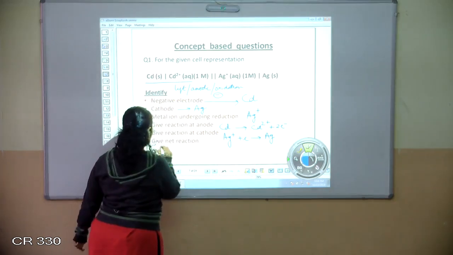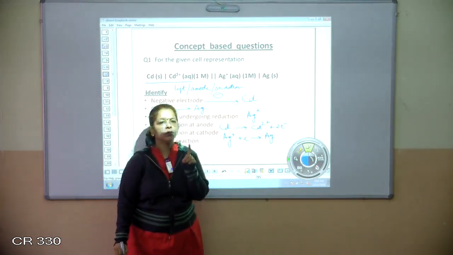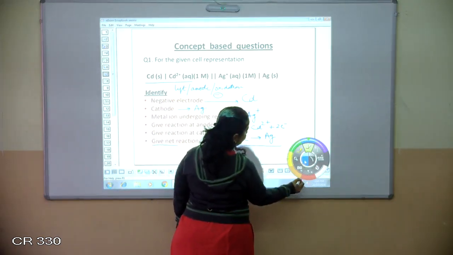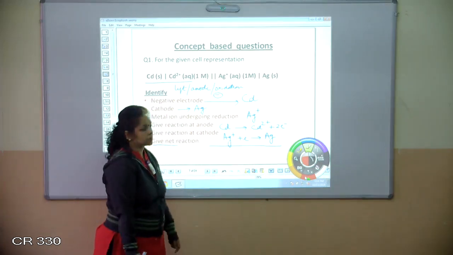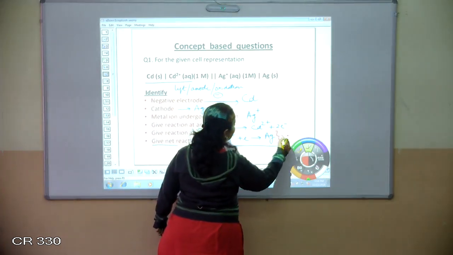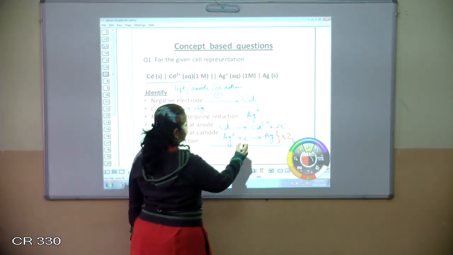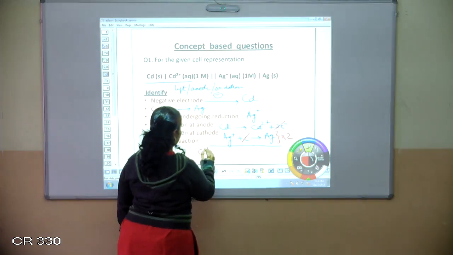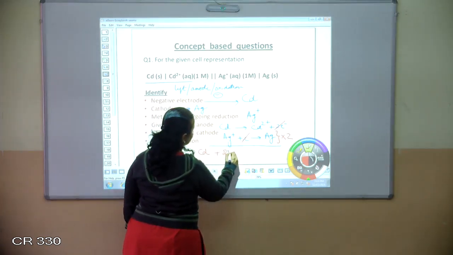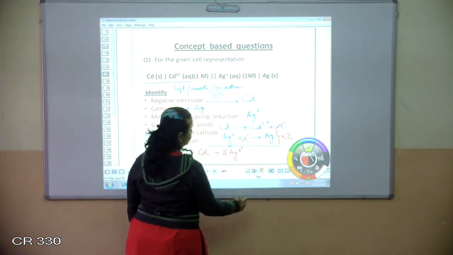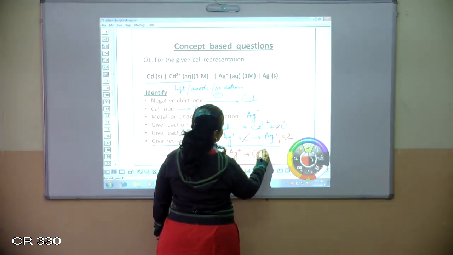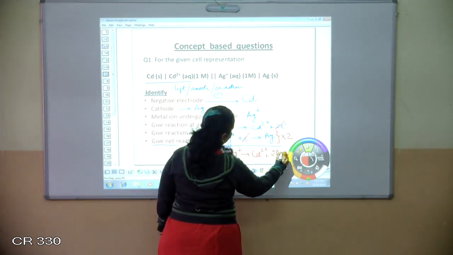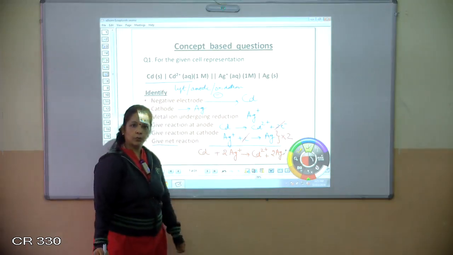Now, when you write the net reaction, you do not want the electrons in it. So, you need to add the 2. Before adding the 2, you need to cancel out the electrons. For that, you need to multiply this by 2 so that the electrons get cancelled. If the electrons get cancelled, your final reaction becomes cadmium, no change, 2 times silver ions because you've multiplied it by 2, cadmium ions, no change, and silver. That is how you approach such a problem.